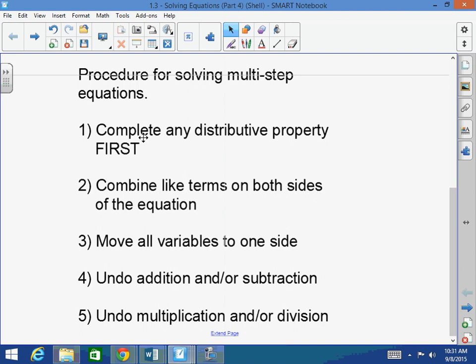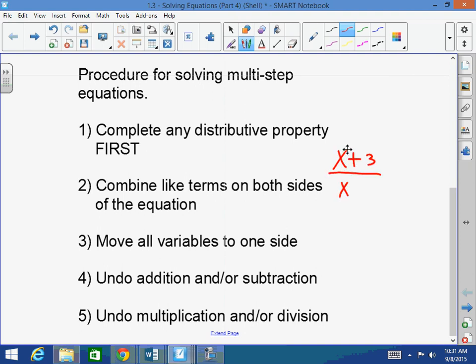Yes, sir? You have an expression over another expression as a fraction. Do you treat it as division or as subtraction? No, remember we talked about that. When you have an expression over an expression, let's say x plus 3 over x minus 2 equals 6 over 1, remember what we said? You cross multiply.